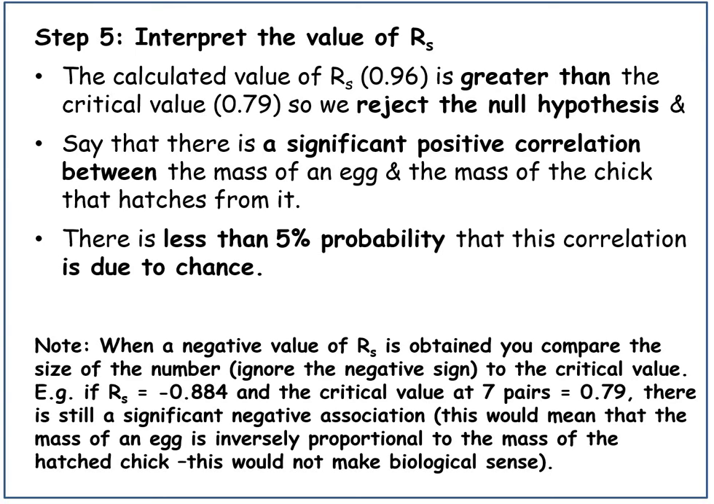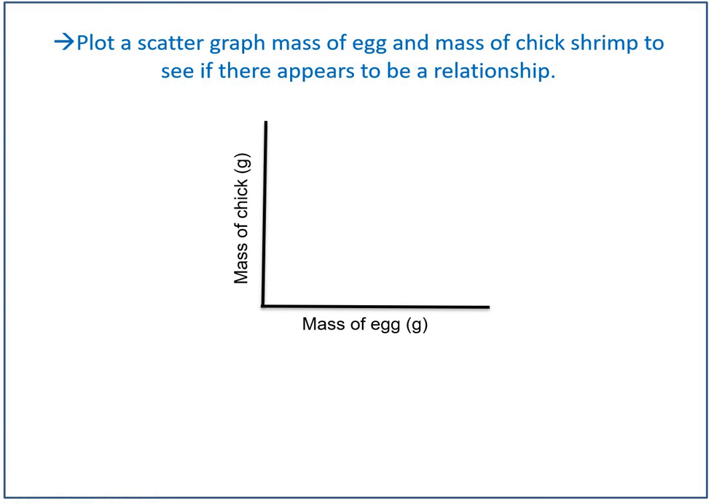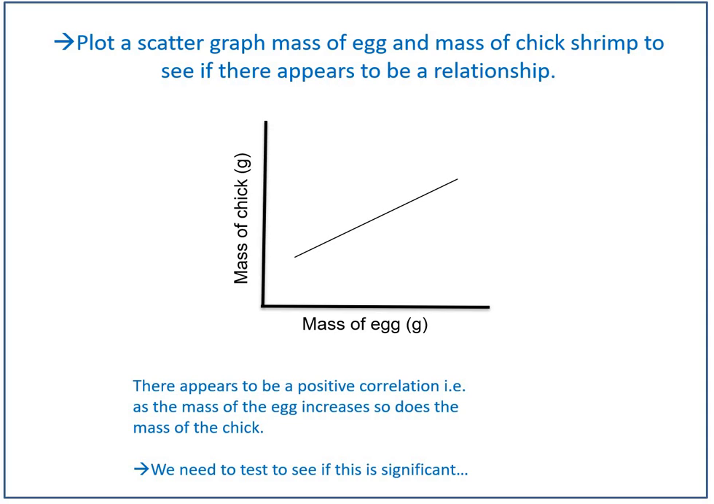So when a negative value is obtained, you compare the size of the number to the critical value. It doesn't matter if it's negative or positive. It's still an association. It's just that if it's negative, it means they would be inversely proportional. So you get different types of correlation. You've got positive correlation, negative correlation, or no relationship. So what I would do probably first of all is just see from the pattern what sort of pattern you get. Well, there appears to be a positive correlation.